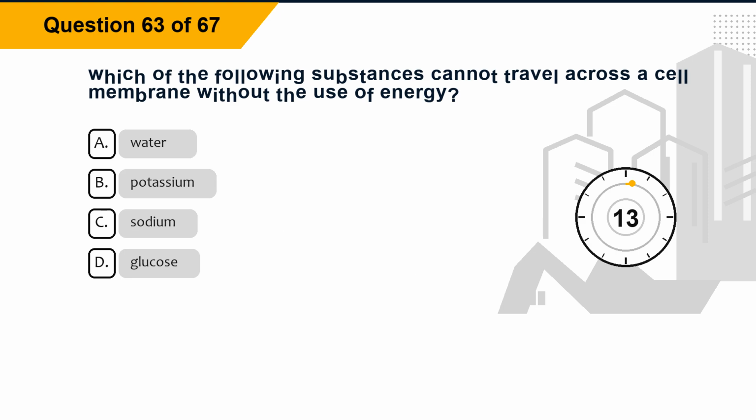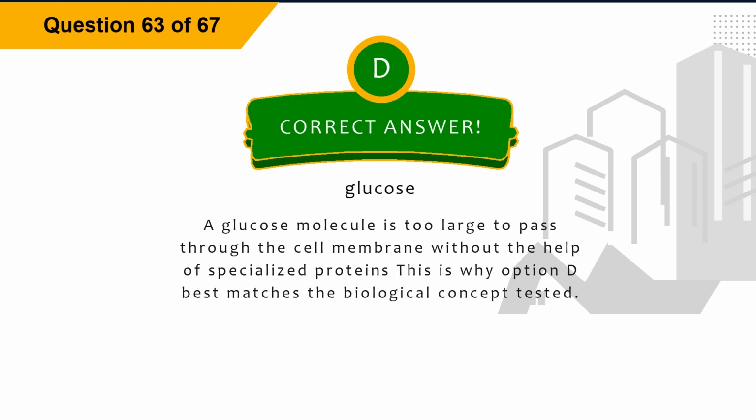Question 63. Which of the following substances cannot travel across a cell membrane without the use of energy? Option A, water. Option B, potassium. Option C, sodium. Option D, glucose. The correct answer is option D, glucose. Explanation. A glucose molecule is too large to pass through the cell membrane without the help of specialized proteins. This is why option D best matches the biological concept tested.